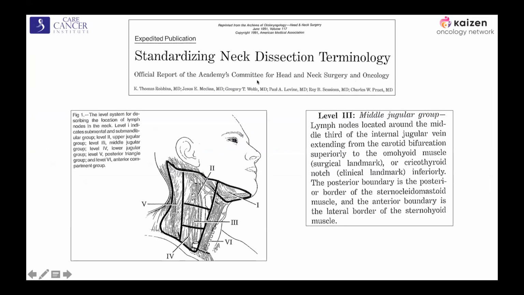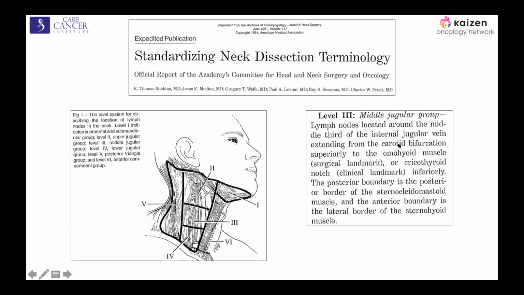Coming to level 3. Like we saw, 7B was the cranial continuation of level 2, and level 3 is the caudal continuation of level 2. So level 3, the name is middle jugular group. Again, the nomenclature is still retained. These are the lymph nodes located around the middle third of the internal jugular vein.